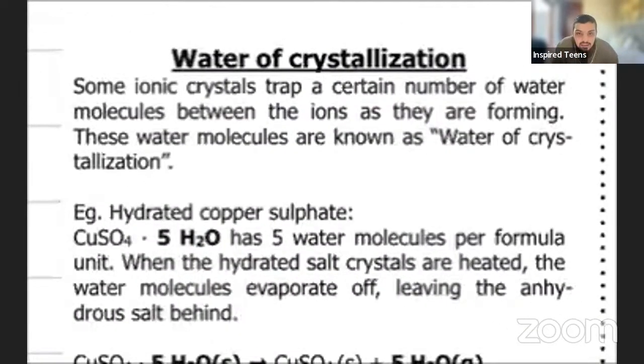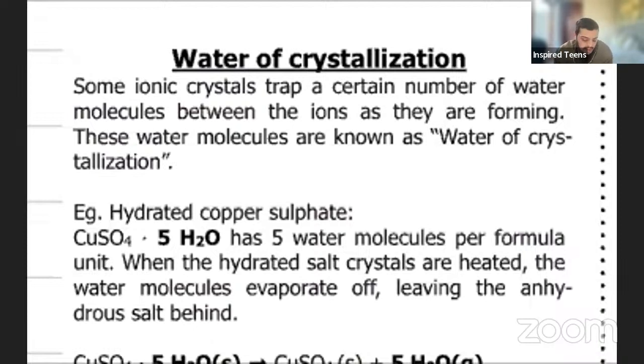Water of crystallization. Some ionic crystals trap a certain number of water molecules between the ions as they are forming. These water molecules are known as water of crystallization. Example, hydrated copper sulfate, CuSO4.5H2O, has 5 water molecules per formula unit. When the hydrated salt crystals are heated, the water molecules evaporate off, leaving the anhydrous salt behind. Basically, you're heating this compound that has water in between its ions.